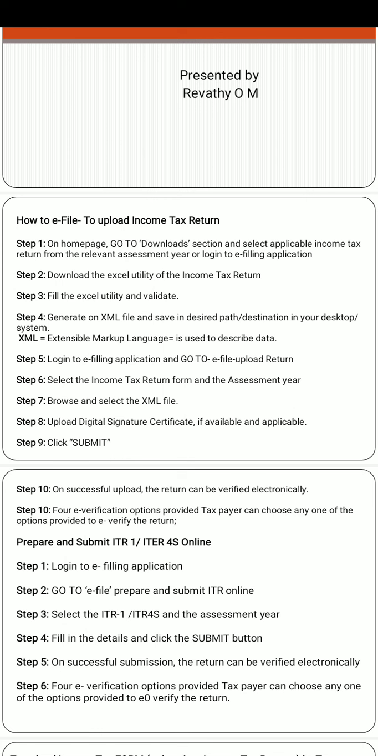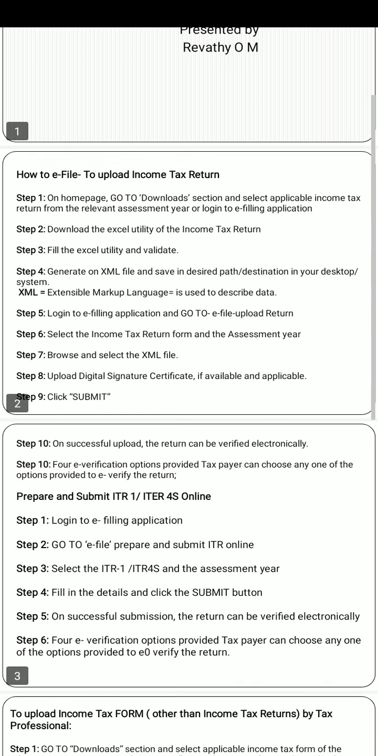Next we are going to discuss how to prepare and submit ITR 1 or ITR 4S online, that is, income tax return 1. For preparing and submitting the ITR, there are a few steps like those for e-filing. Firstly, log into the e-filing application. Usually we go to downloads and so on. Then step 2 is to go to e-file, prepare and submit ITR online. We have to submit the income tax return online.